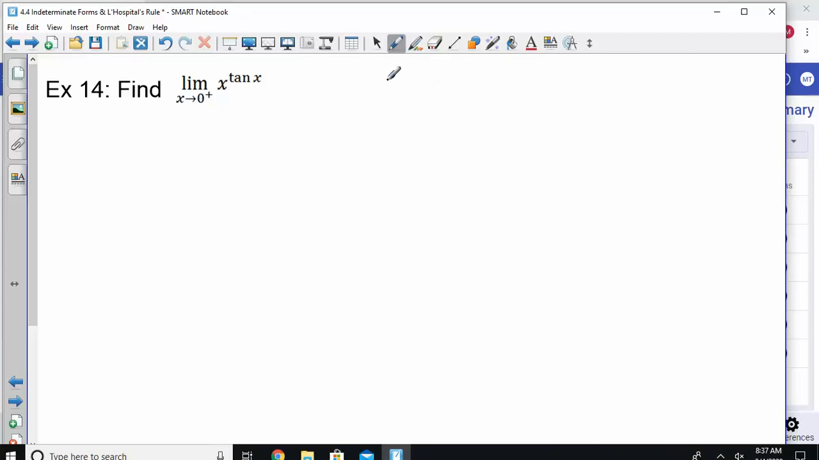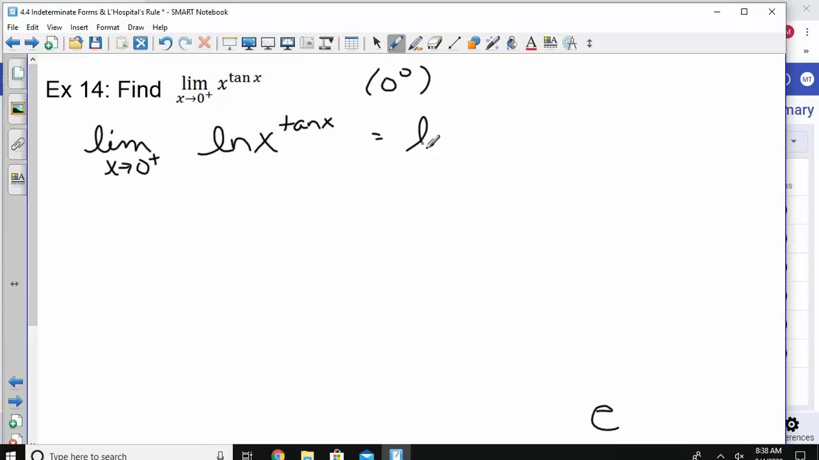Okay, if I plug in now, I get 0 to tangent of 0 is 0. So 0 over 0, what's our strategy? Add a natural log. If I add the natural log, what do I know I'm going to have to do at the end? An e. Okay. So in adding my natural log, the tangent comes down.